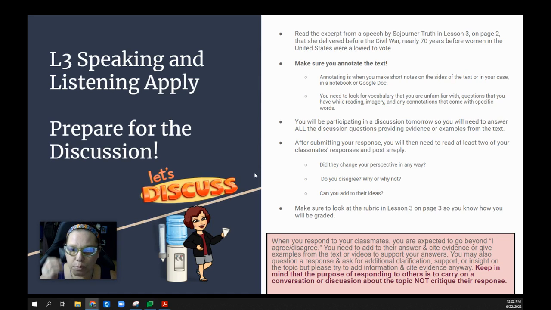Now, when you post your reply, you are expected to go beyond I agree or disagree or great job. Okay, again, guys, you need to answer and cite evidence, give examples from the text to support your answers. When you're responding to other people, you're going to either agree or disagree and then add on to their answer, or you are going to ask them a question to make them think or expand on what their initial response was. But again, the purpose is not for you to critique their response. It is for you to have a discussion with them. So keep this in mind.